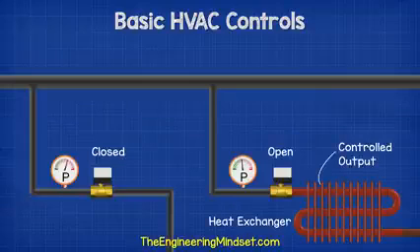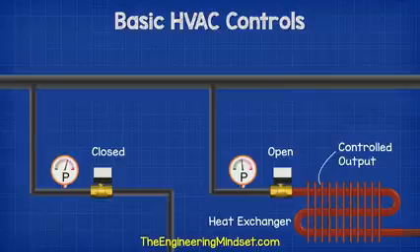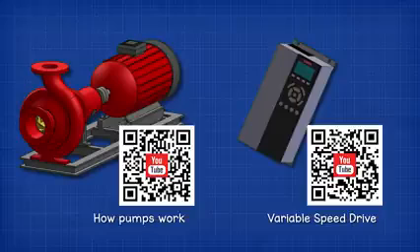As the valve opens and closes, the pump changes speed to try and maintain a constant pressure and thus a constant flow rate through the radiators. This happens regardless of when another valve opens or closes. We have covered how variable speed drives work and also how pumps work in our previous videos. Do check those out, I'll leave a link for you in the video description down below.